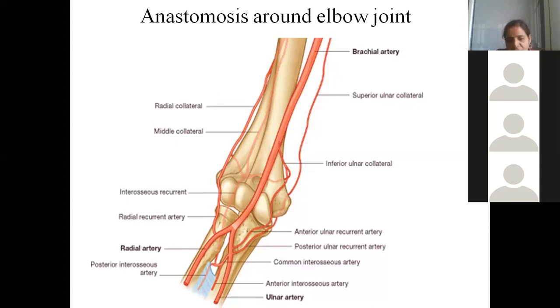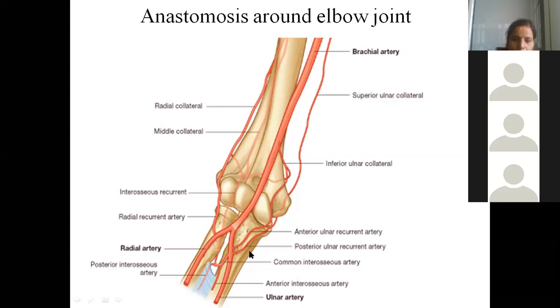See, in front of the medial epicondyle, what are the branches we are finding? Let us see, inferior ulnar collateral, right? And it is anastomosing with anterior ulnar recurrent. Understood? Anterior ulnar recurrent is a branch of ulnar artery.